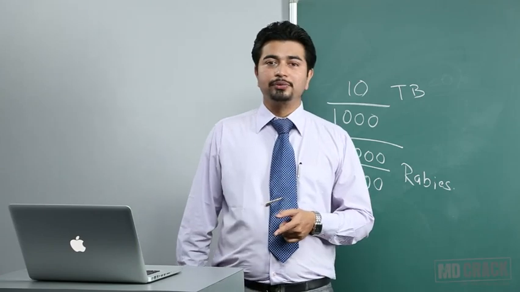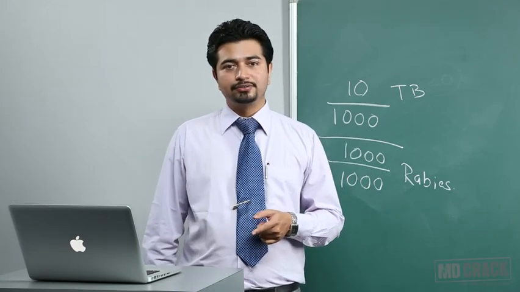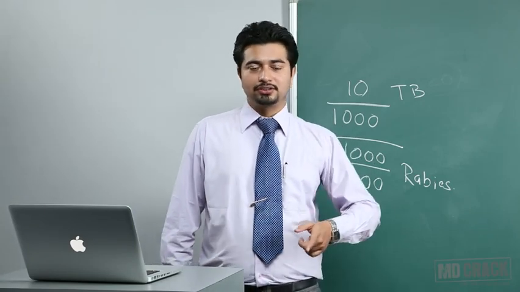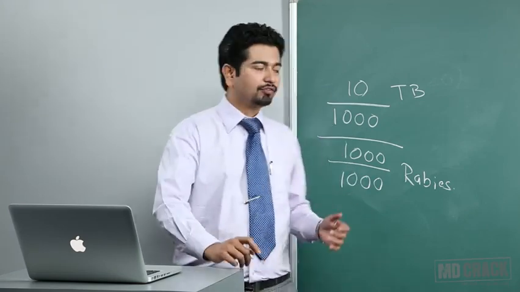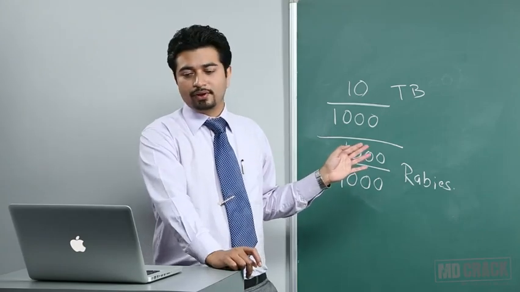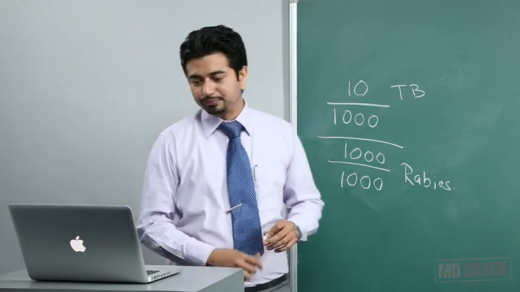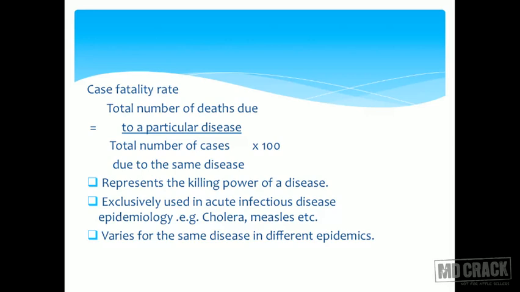Again, either you can be asked to calculate the case fatality rates, or you can be asked to tell what disease has more killing power, and in that case you will have to do the calculation of case fatality rate. Okay, exclusively used in acute infectious diseases like cholera, measles, etc. It varies for the same disease in different epidemics. Okay, so killing power of the disease may vary. You know, very classically influenza, you have a pandemic. Sometimes the pandemic is very severe, sometimes the pandemic is very mild.